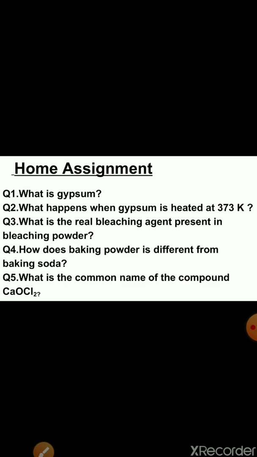What is the real bleaching agent present in bleaching powder? How is baking powder different from baking soda? This I have explained to you in a previous video. And the last question is, what is the common name of the compound CaOCl2? So you have to write down the answers to all these questions, and complete all your written work. Then we will check this work.